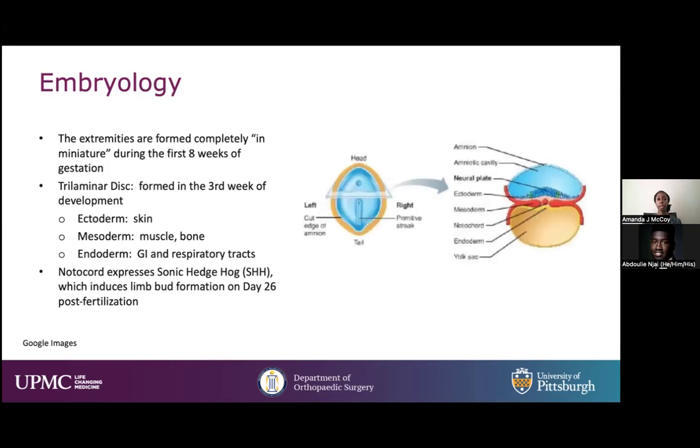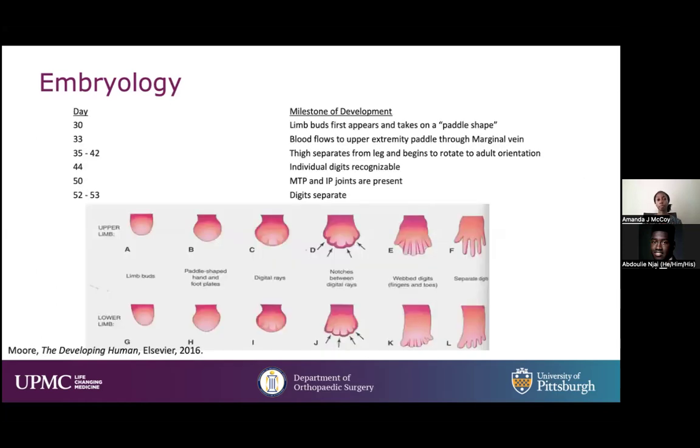Starting off with embryology, as you know, the extremities are formed complete within the first 8 weeks of gestation. I know some of you are going back to this, like, oh my gosh, you have to learn this again. But as you know, the trilaminar disc forms in the 3rd week of gestation, and that goes into 3 layers: your ectoderm, your mesoderm, and your endoderm. And then your notochord expresses sonic hedgehog, which induces limb formation around day 26 of gestation.